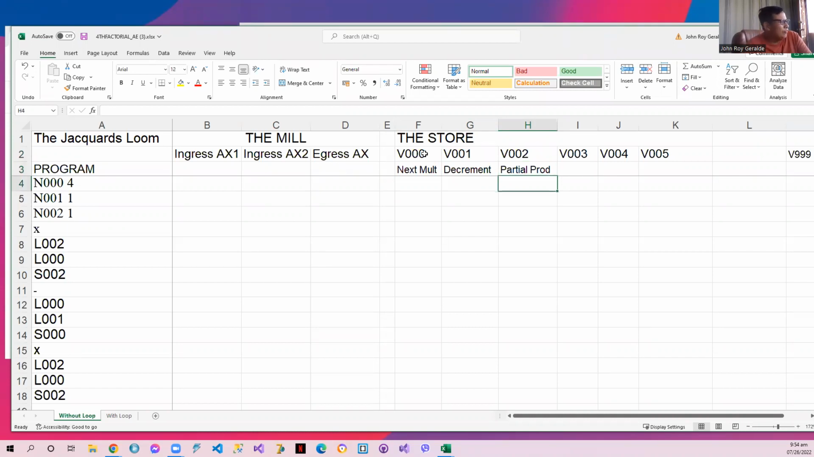Let's trace this. The first card we have is a numeric card, N004. What does this mean? The value of V000 is set to 4. The numeric card is an assignment statement. Any questions? So it puts the value 4 here. The next one is N0011, so this becomes 1. Numeric cards are assignment statements. N0021, so this will also become 1, which is incidentally our first partial product.